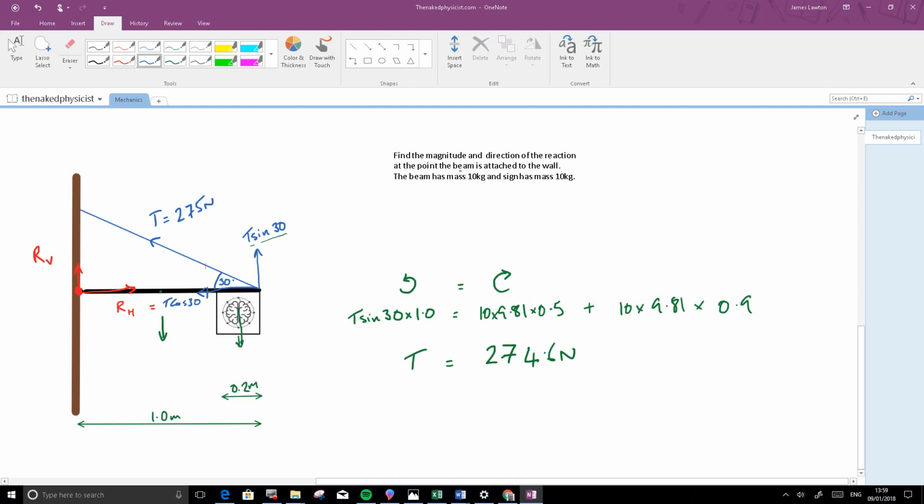Of course, now we can plug that into here. We can say, well, what is 275 times sine 30? And of course, that's going to be half of that value. That's going to come to 137.5 newtons. And we can work out what T cos 30 is going to be, and that's going to come to 237.9, let's say 238 newtons, because again we can just take this value and times it by cos 30.